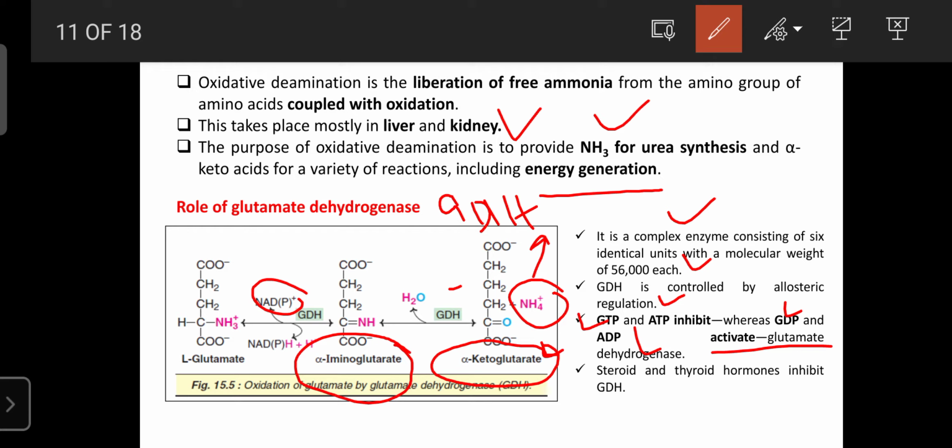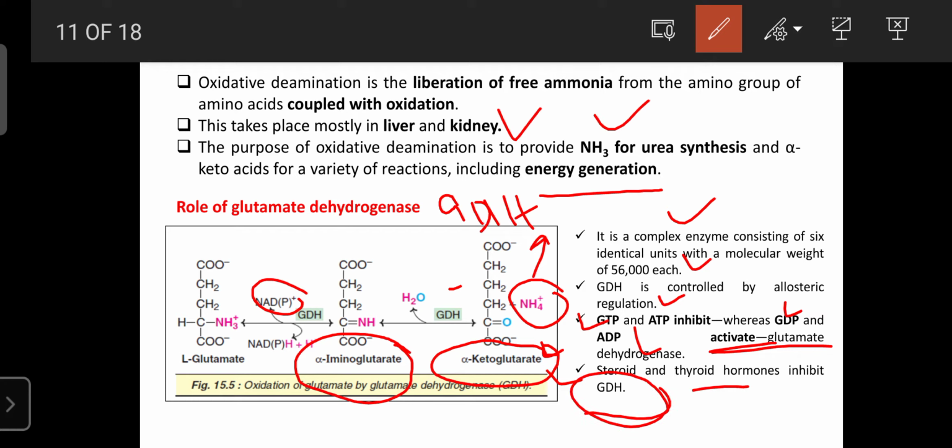So in that particular cell, this enzyme can be activated and convert into alpha ketoglutarate, which is then involved in the TCA cycle and in the production of more energy. If the energy is sufficient, then the ATP can inhibit it. So GTP, ATP and GDP, ADP are involved in activating or deactivating the glutamate dehydrogenase enzyme.